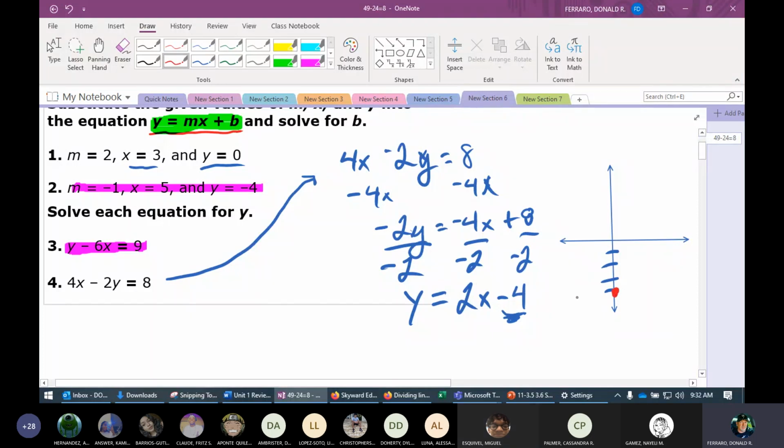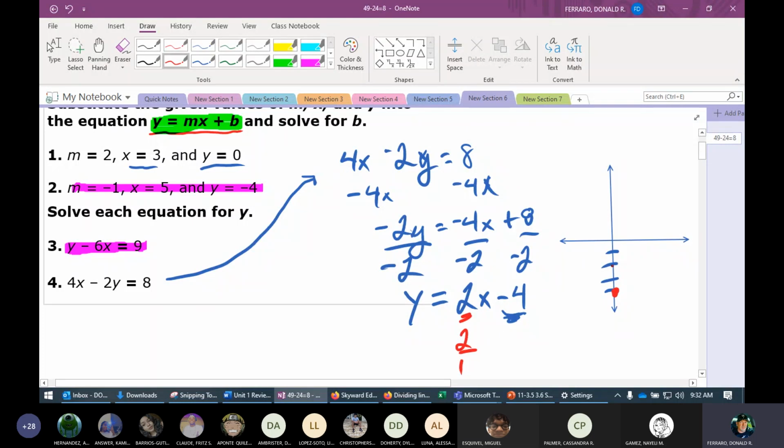And now, what direction do I go on my slope, right? My slope is here. You go up. Up, what? Do you go up? Yeah, because it's positive, right? So essentially 2 in fraction form is 2 over 1. So that's my rise over run.